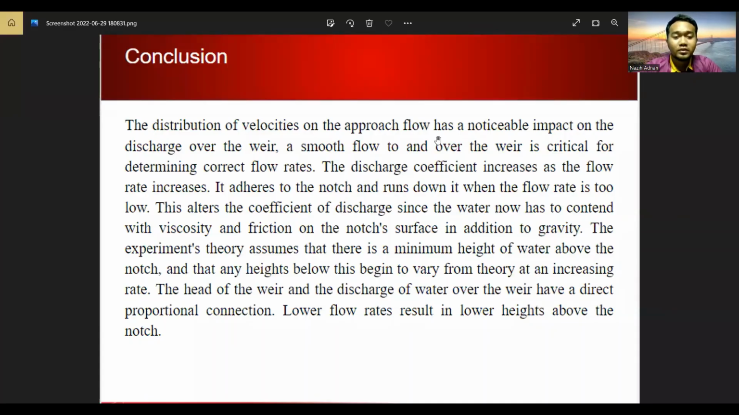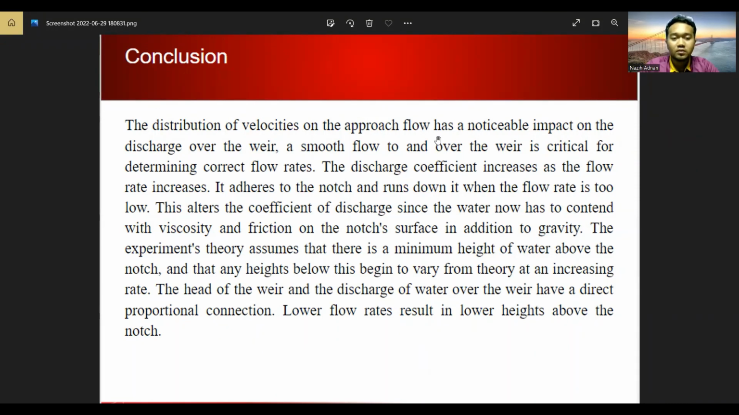So for the conclusion, the distribution of velocity on the approach flow has a noticeable impact on the discharge over the weir. A smooth flow over the weir is critical for determining the correct flow rate. The discharge coefficient increases as the flow rate increases. It is higher at the notch and rounds down when the flow rate is too low. This alters the coefficient of discharge since the water now has contact with velocity and friction on the notch surface in addition to gravity.